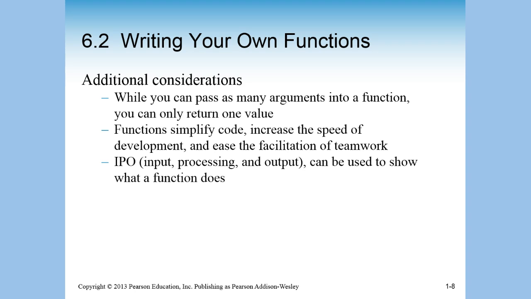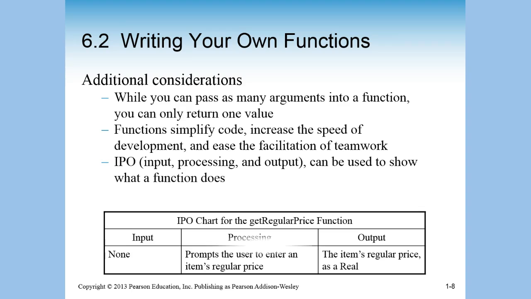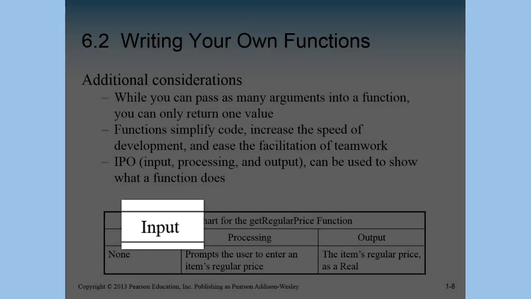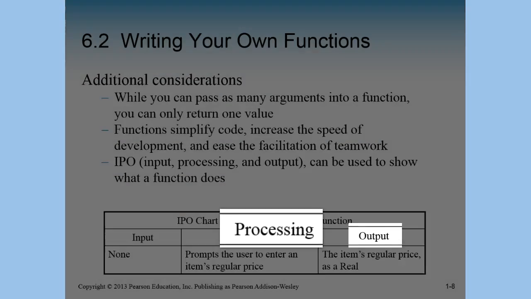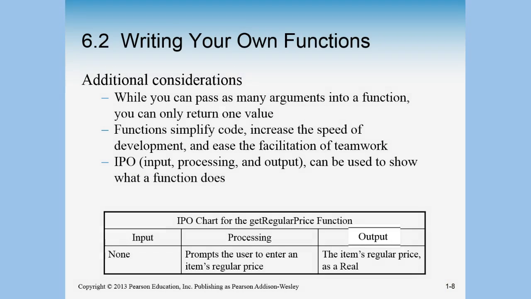You can plan your functions using something referred to as an IPO chart. Here's an example of what an IPO chart looks like. As you can see, IPO stands for input, processing, and output. To create an IPO chart, you create 3 rows. In the top row, you identify the name of the function. You break the second row down into the titles input, processing, and output.